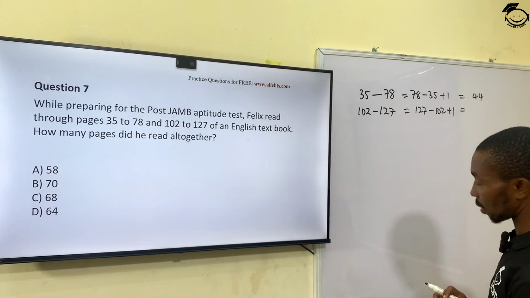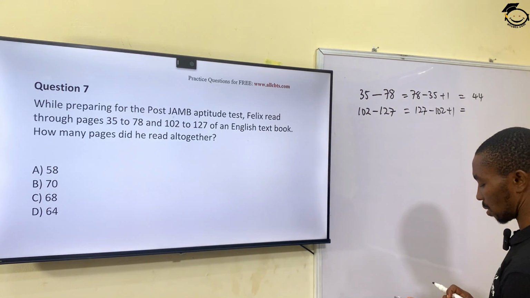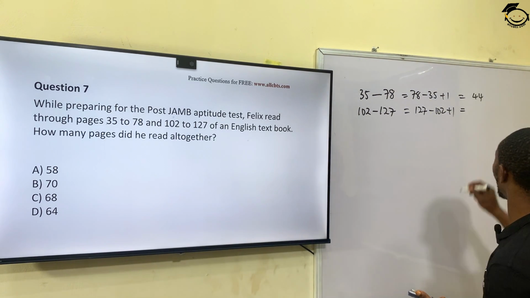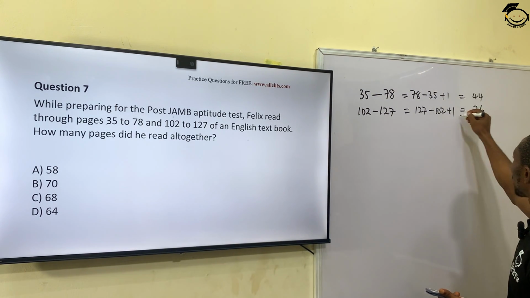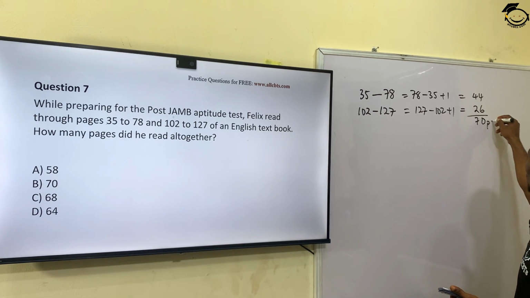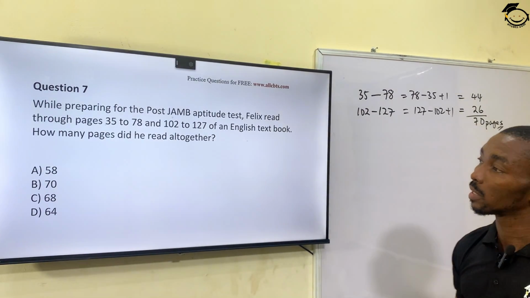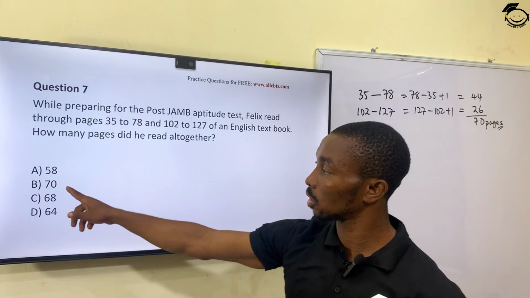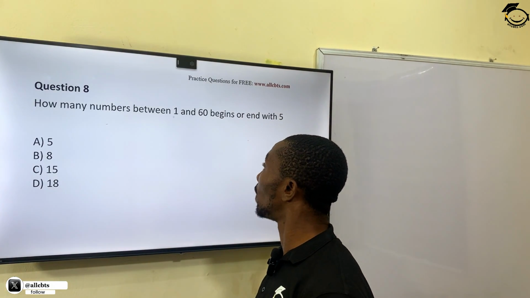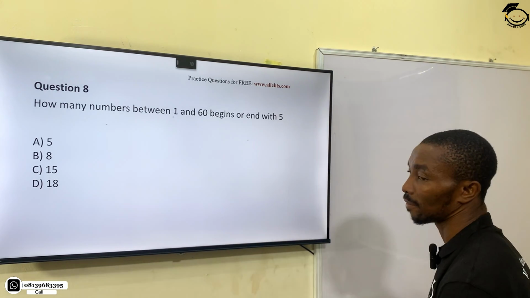And this other one will give us 127 minus 102 plus 1. That gives us 26. So if we add these two together, we'll be having 70 pages. So Felix read a total of 70 pages. That is option B. How many numbers between 1 and 60 begins or ends with 5?